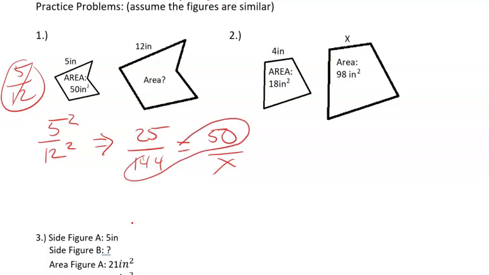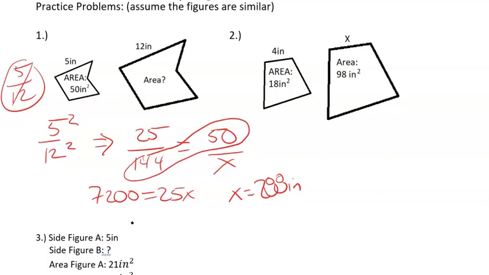Cross multiply, use the calculator. What is 50 times 144? 7,200 equals 25x. And when you solve, you get x equals what? 288 inches. Is that answer reasonable? Yeah, it's bigger. Does anybody have any questions on that one?